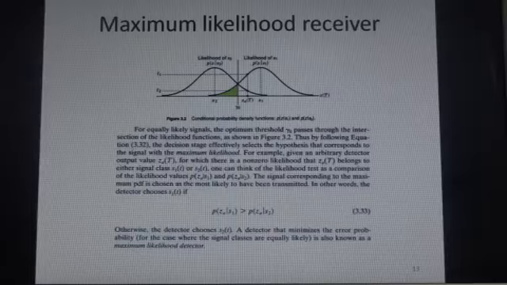In other words, the detector chooses S1(T) if the probability that z(T) was detected when S1 was transmitted is greater than the probability that z(T) is detected when S2 is transmitted. Otherwise, the detector chooses S2. A detector that minimizes the error probability is also known as a maximum likelihood detector.